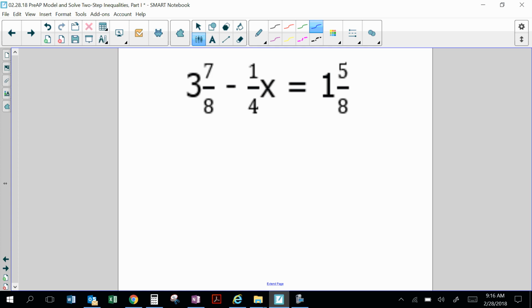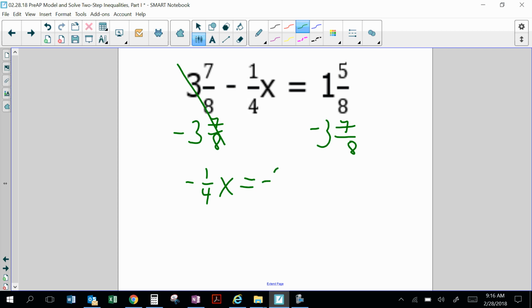So we're going to talk about this one in more detail in case you did miss this. Is x isolated on the left side? It is not. How am I going to get rid of 3 and 7/8? I subtract 3 and 7/8 from both sides. This cancels, so I'm left with -1/4 x equals. Do I have more negatives or more positives? I have more negatives. By how many? By 2. So it's -2. 7/8 minus 5/8 is 2/8. So I have -1/4 x equals -2 and 2/8. Can I simplify 2/8? Yes, you can. It simplifies to 1/4.